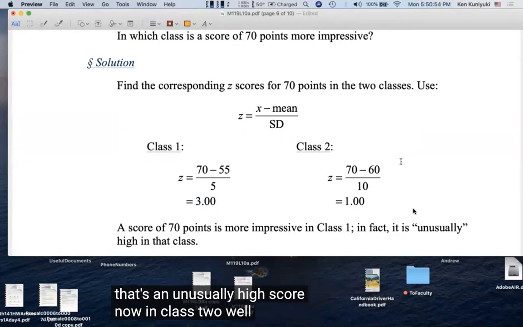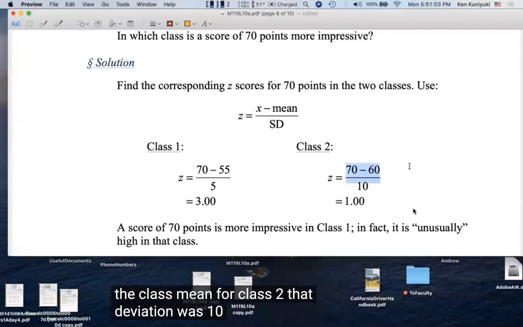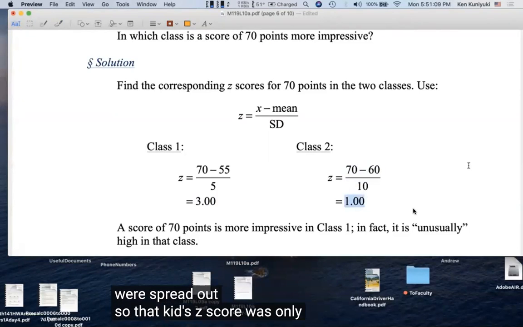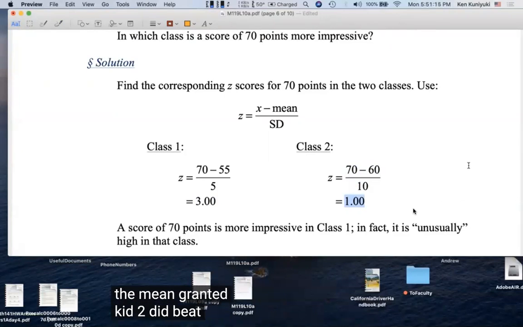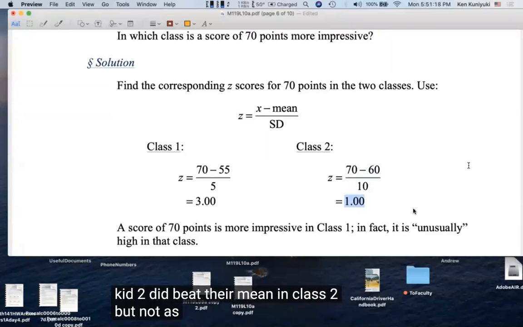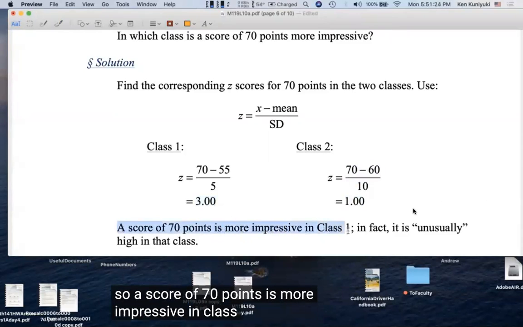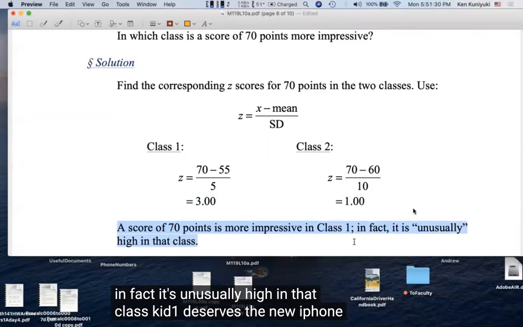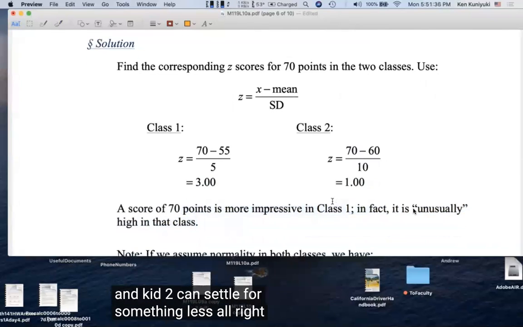Now in class 2, kid 2 did beat the mean, but only by 10 points. 70 minus 60, the class mean for class 2, that deviation was 10 points, but we divide by 10 points. The scores were spread out. So that kid's z-score was only 1, which was 1 standard deviation above the mean. Granted, kid 2 did beat their mean in class 2, but not as impressively as kid 1 did in class 1. So a score of 70 points is more impressive in class 1. In fact, it's unusually high in that class. Kid 1 deserves the new iPhone. And kid 2 can settle for something less.